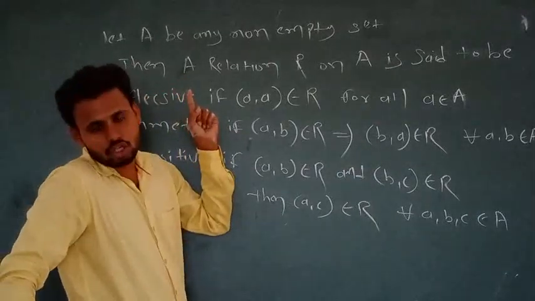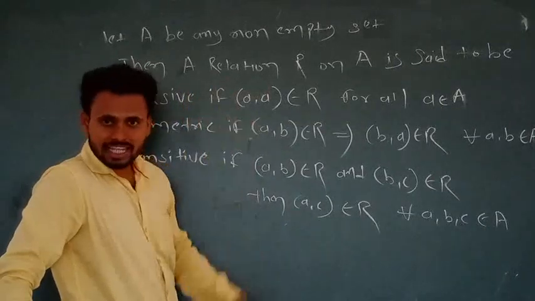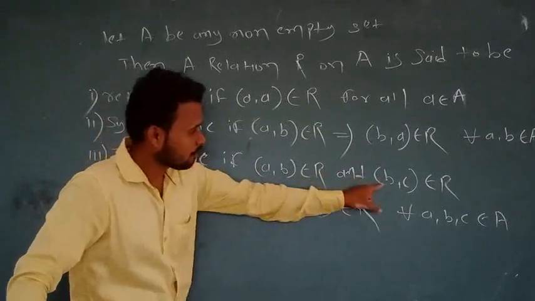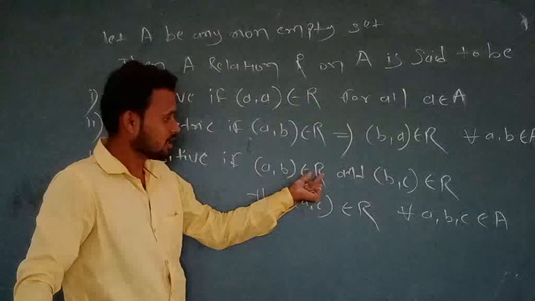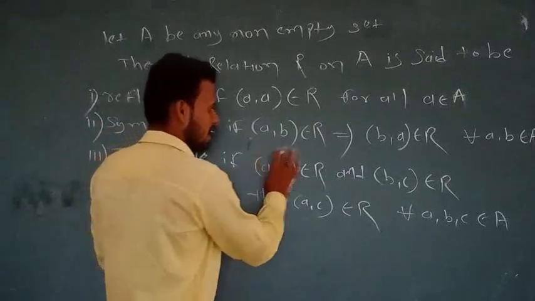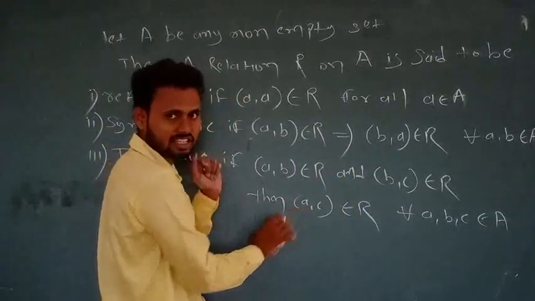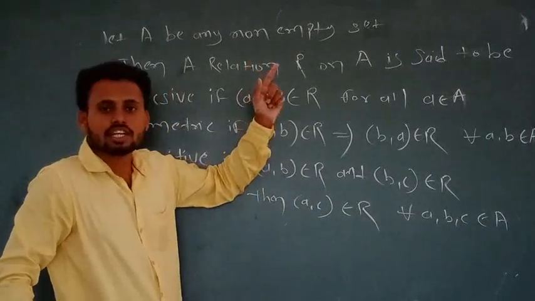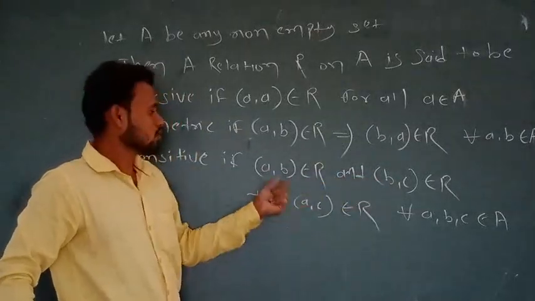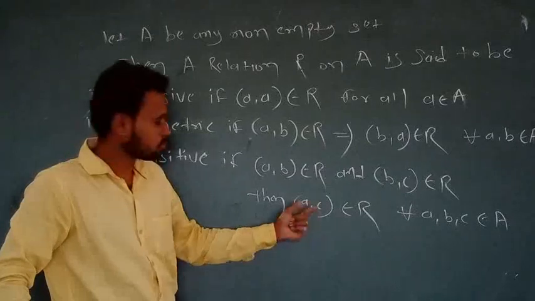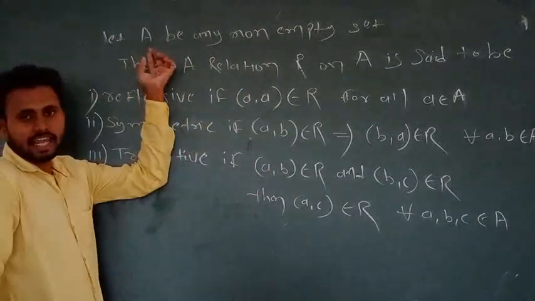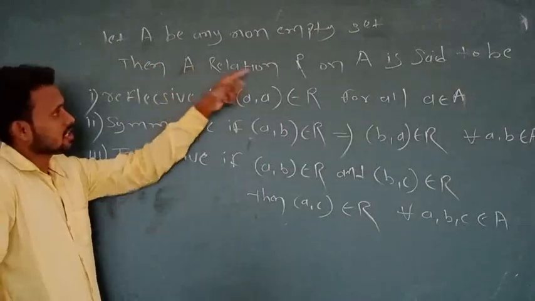Condition: let A be any non-empty set, then a relation R defined on A is said to be transitive if the ordered pair (a, b) belongs to R and the ordered pair (b, c) belongs to R, then the ordered pair (a, c) also belongs to the relation R. Then we can say the given relation is transitive. It means if ordered pair (a, b) and ordered pair (b, c) are there, and from them the ordered pair (a, c) also comes in the relation, then the given relation is transitive. Okay.